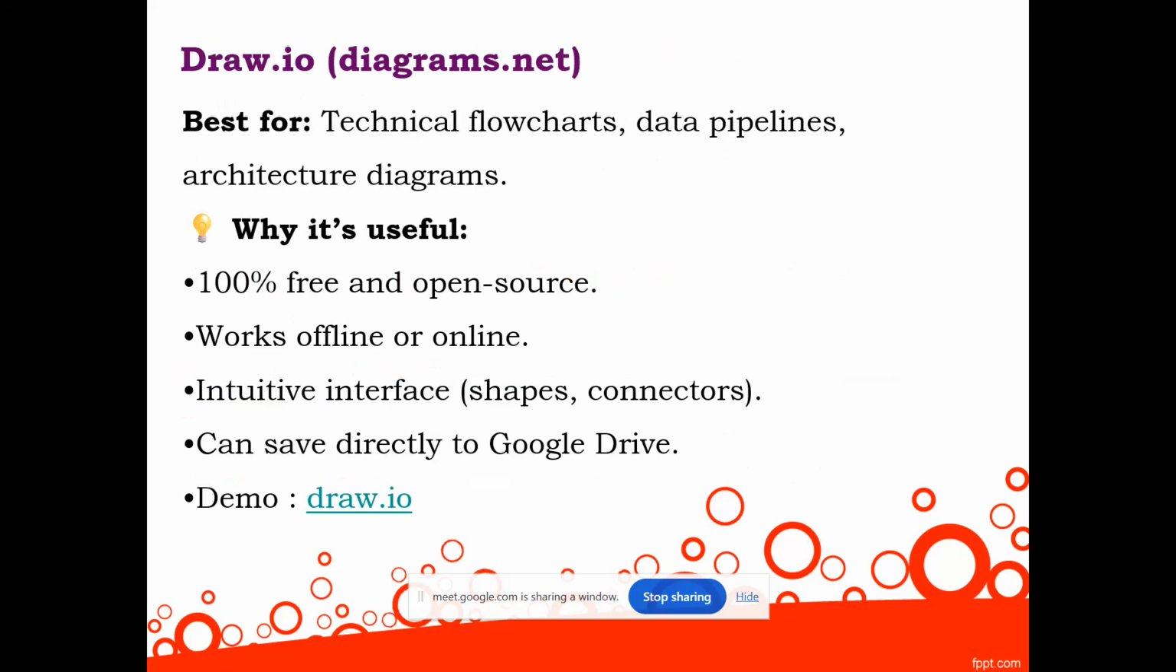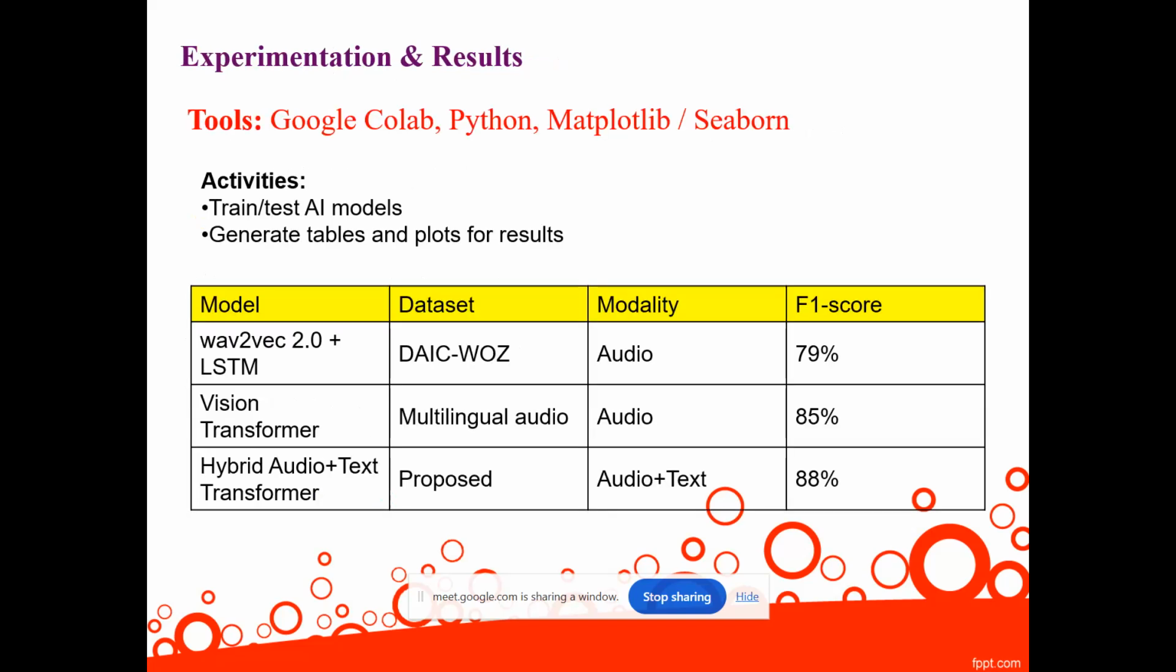Okay, why I have recommended draw.io is that it is 100% free and open source. It can work in both online and offline mode. Many shapes and connectors are available, and it will directly save to your Google Drive. Whatever we are doing will be completely saved into our Google Drive. Anytime we can use it, and we have seen some demo also.